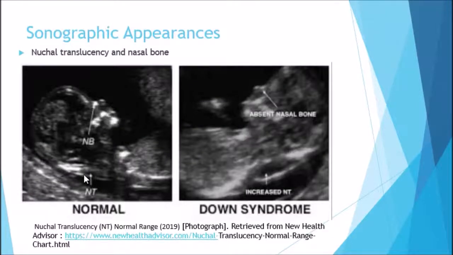This is an ultrasound of a normal fetus and a fetus with Down syndrome. In the normal fetus, you can clearly see the nasal bone and a normal nuchal translucency. The image on the right is of a fetus with Down syndrome. The fetus has an absent nasal bone and an increased nuchal translucency.